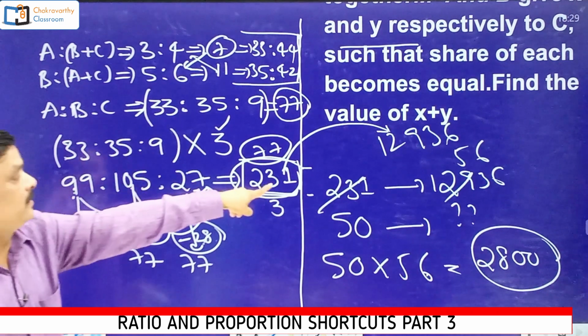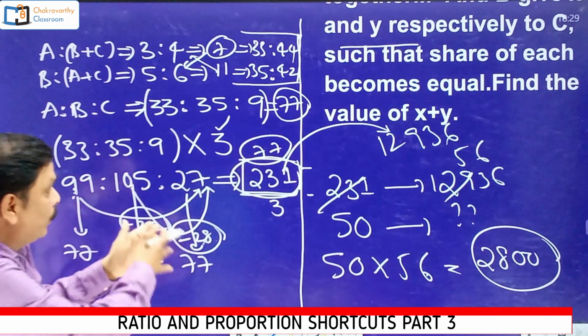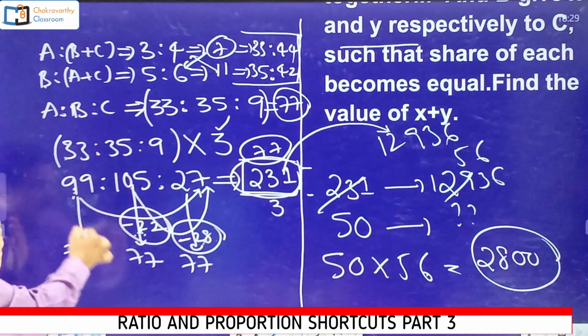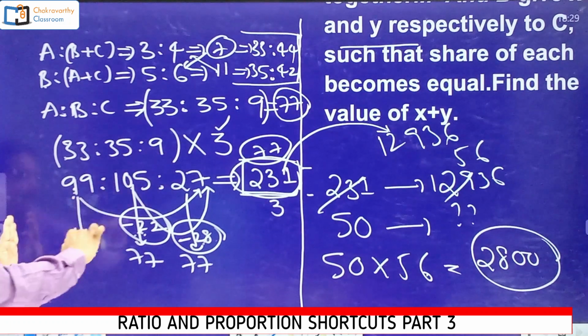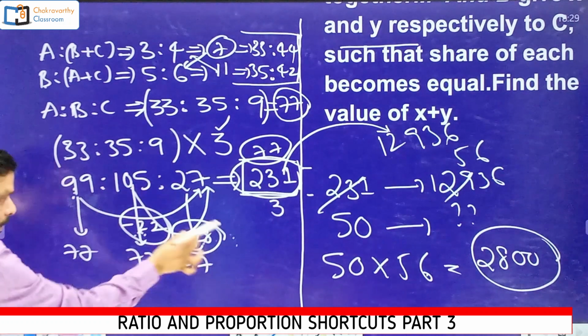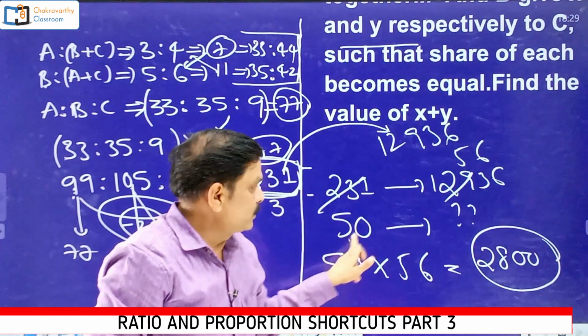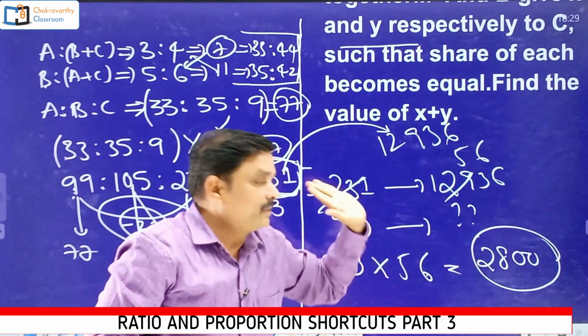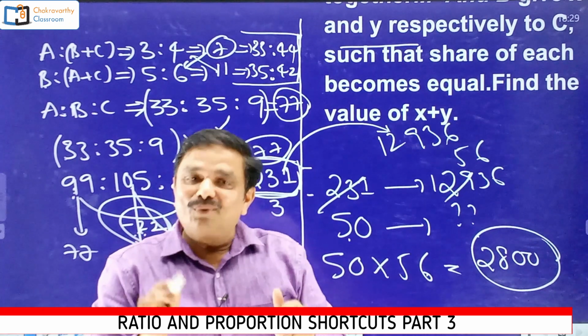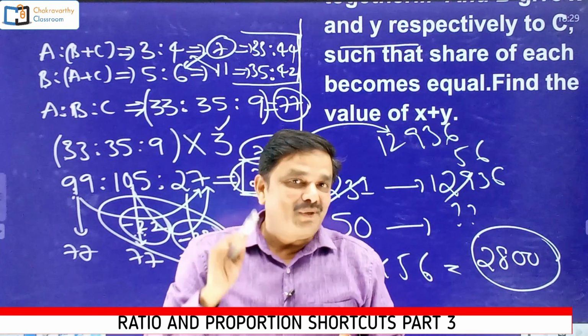Now the resultant is divisible by 3, but after that all 3 should get an equal share by giving some money from A to C, then B to C. I got the X and Y values. Total is equal to this one, X plus Y is equal to this one. So my answer is 2800. This is the way, students. Okay, I hope this is clear for all of you.